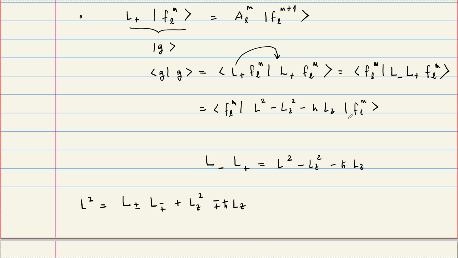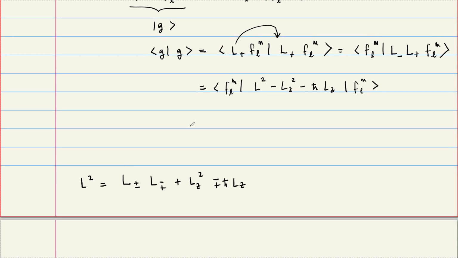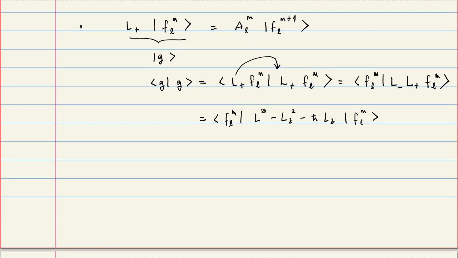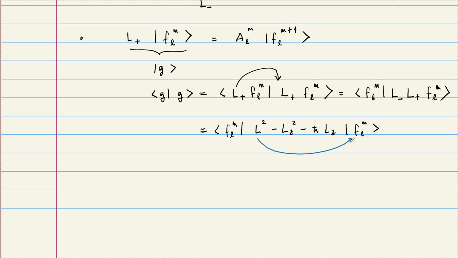Let me check if I missed anything here. L squared minus LZ squared minus, I missed the bar of h bar. That's it. Good. So let me push this one. Actually, let me push it down. Now this is the one I like. So this thing acting on here is going to give us h bar squared L plus 1.